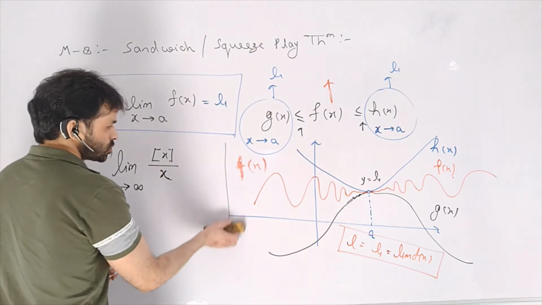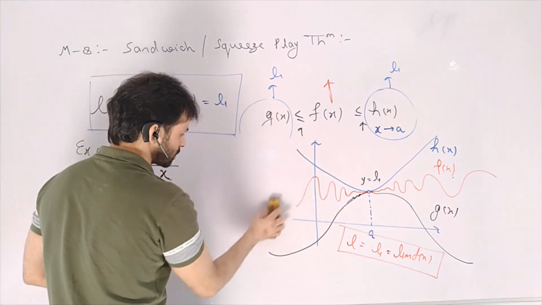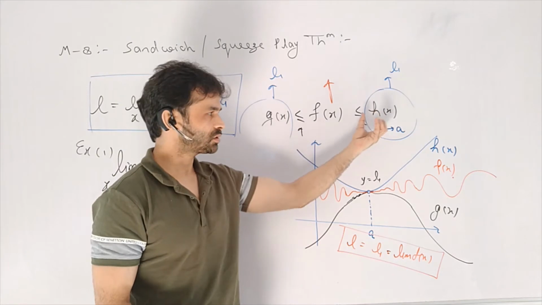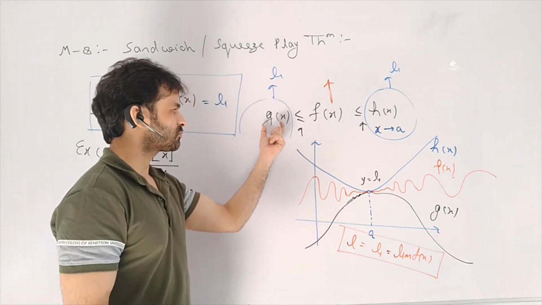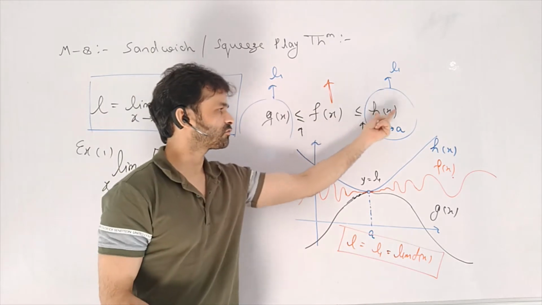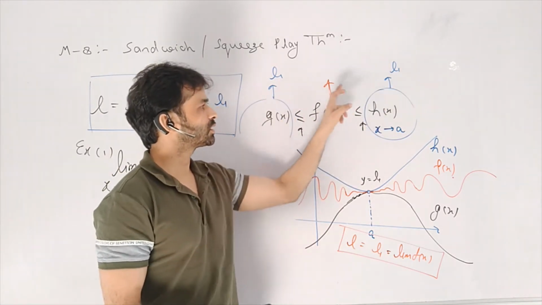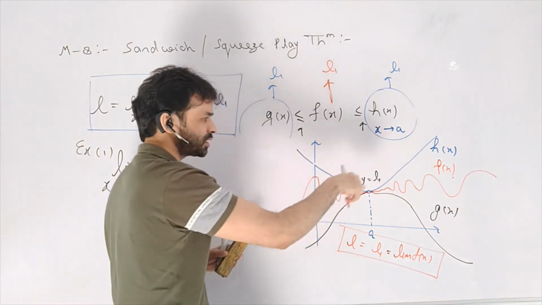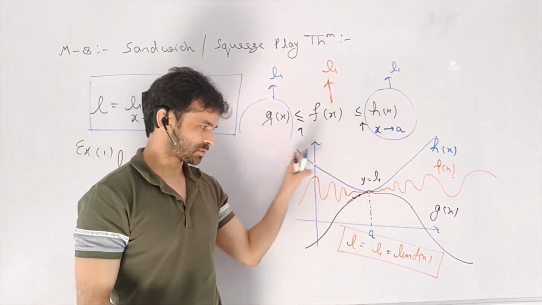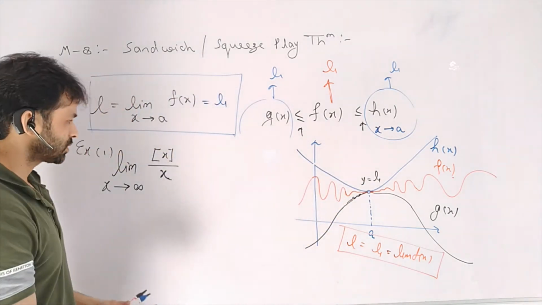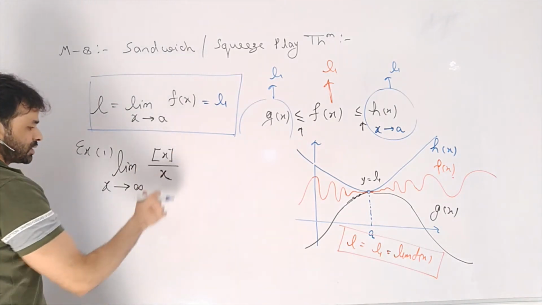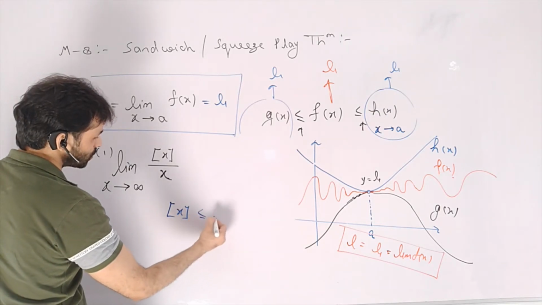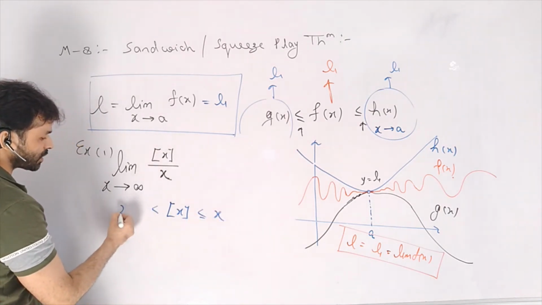To solve such a limit, we will find one greater function and one smaller function, and we will check whether we can find the limit of those two. If they are equal, then the limit of this function will be the same, by the sandwich theorem. For this, we know the greatest integer of x is less than or equal to x and greater than x minus 1. We know this thing.